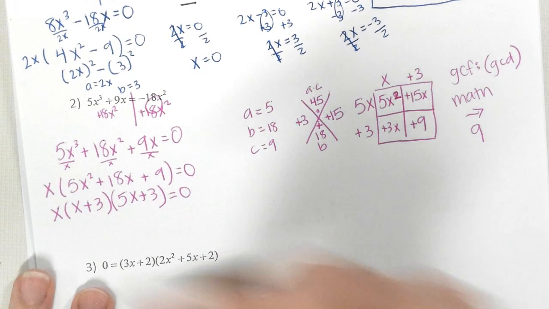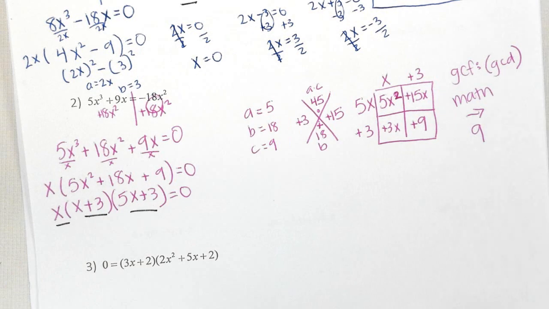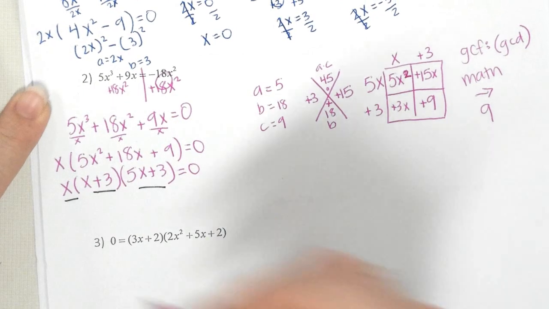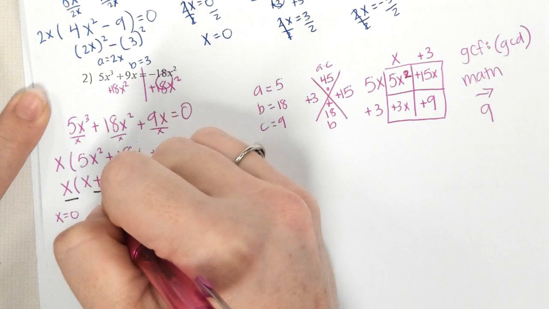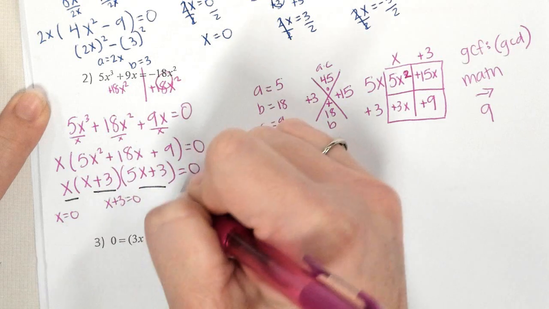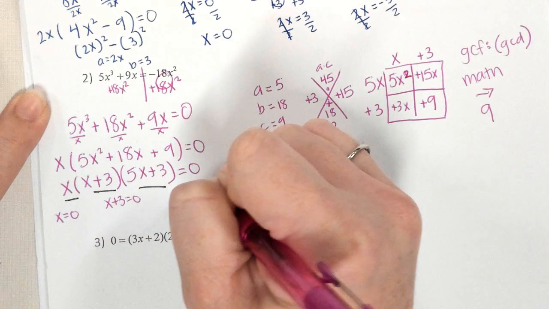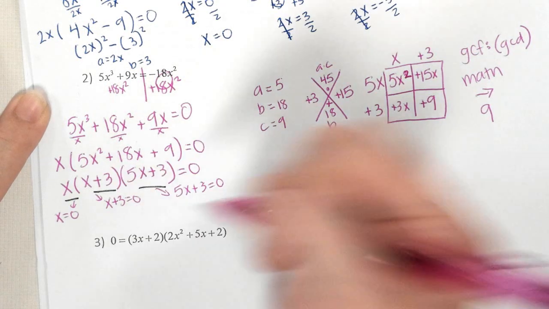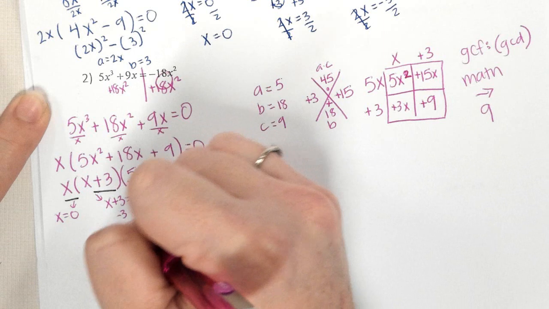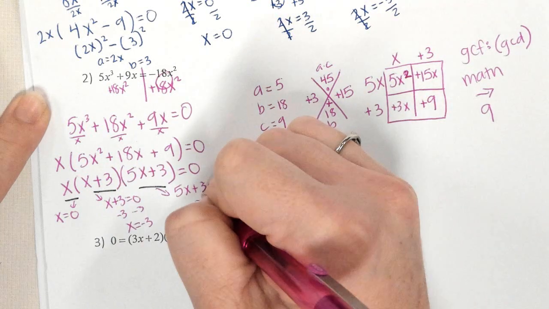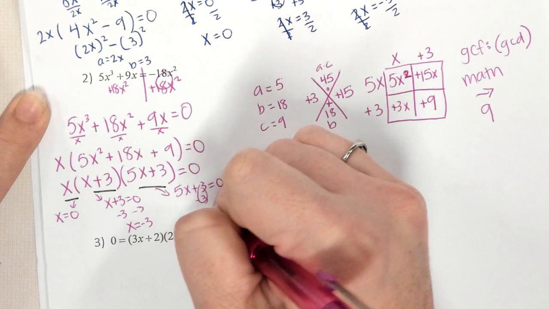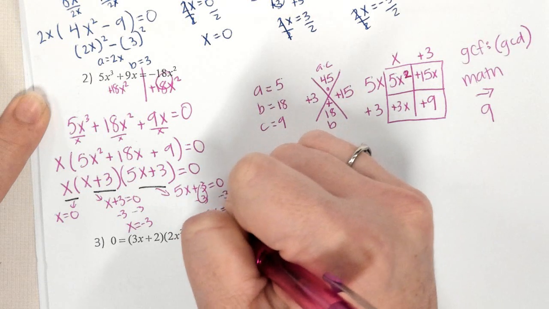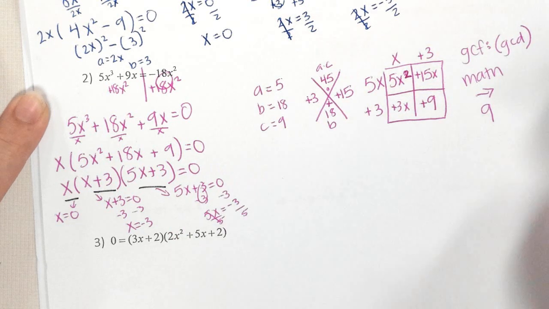And again, I have 1, 2, 3 factors that have a variable, so I have to separate and set them all equal to 0. So I get x equals 0, x plus 3 equals 0, and 5x plus 3 equals 0. So x equals 0, I don't have to do anything to that. So minus 3, x equals negative 3. So I have these.